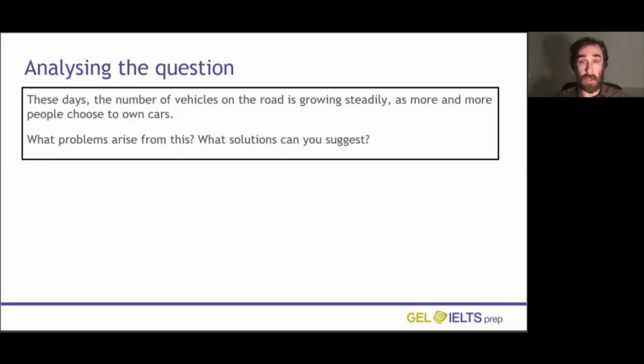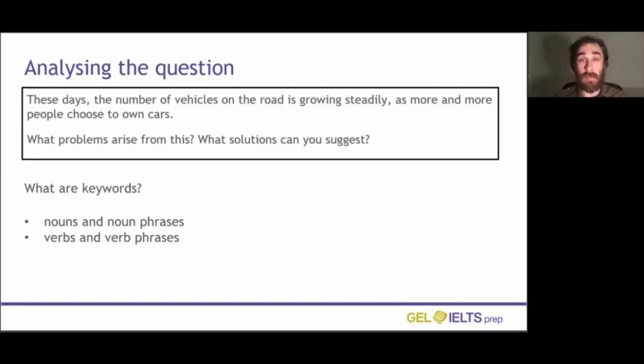Here is an example question. To make sure we understand the question correctly, we should underline some keywords. What do we mean when we say keywords? Well, keywords are very often nouns and noun phrases. So these are the people, the things, the concepts involved in a sentence. The verbs or verb phrases. So if the verb carries an important action, then it's an important keyword. If it's a verb like be, then it's probably not a keyword.